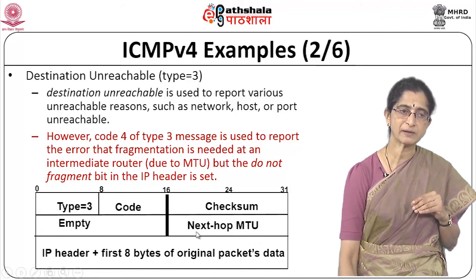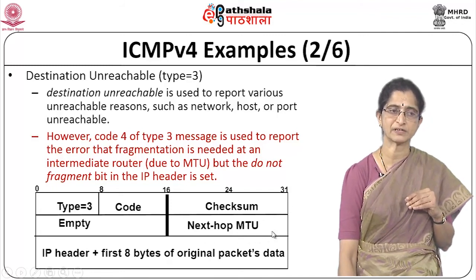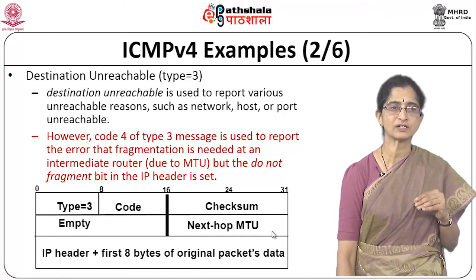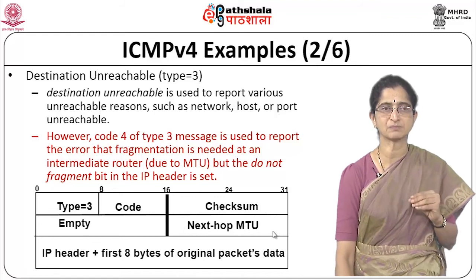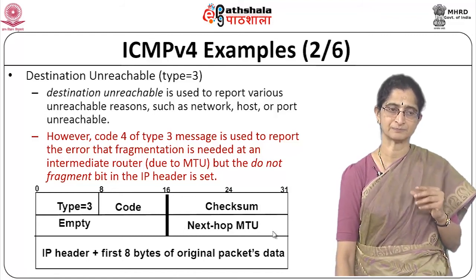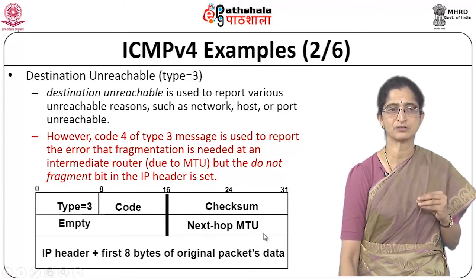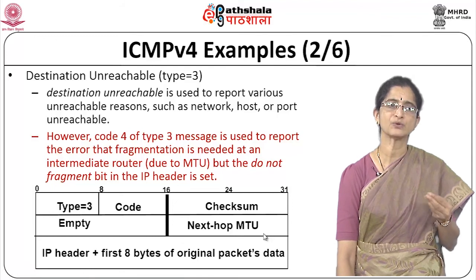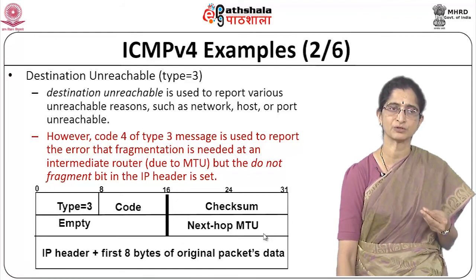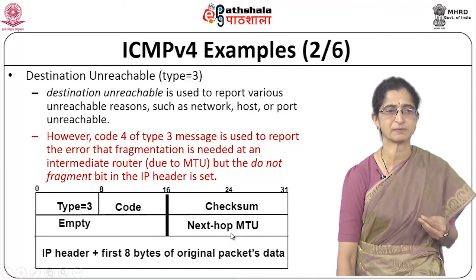Now this next hop MTU, why is this specified in case of fragmentation needed? Because we need to know what is the size of the maximum transmission unit of the link layer there, so that we will know why this fragmentation was required. You get to know about the size. Some information about why fragmentation is required is specified over here.